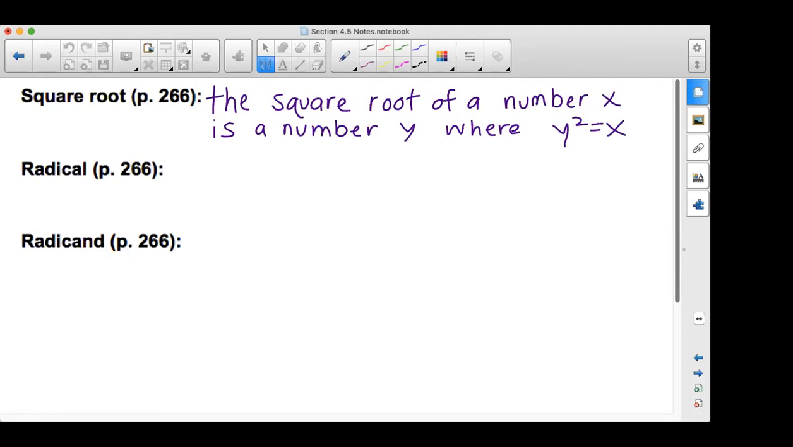The radical is the whole square root. So say we have root s, where s is a number. The radical is this whole thing. The whole thing, we call that a radical. That s inside of it is the radicand. So this s is that number inside.